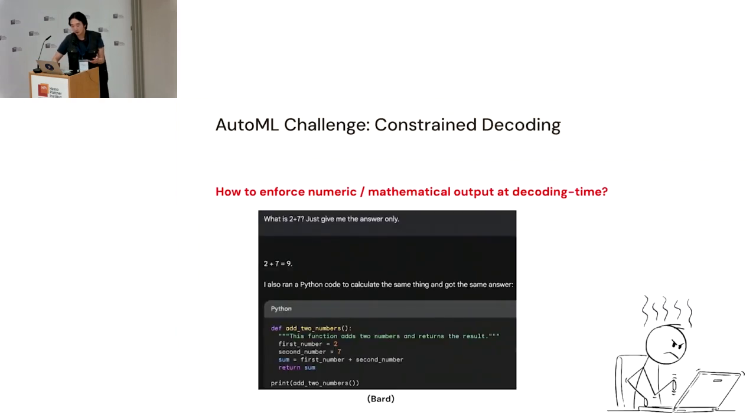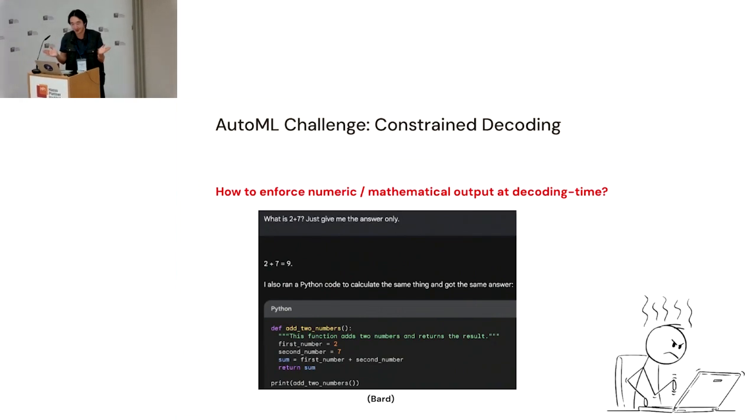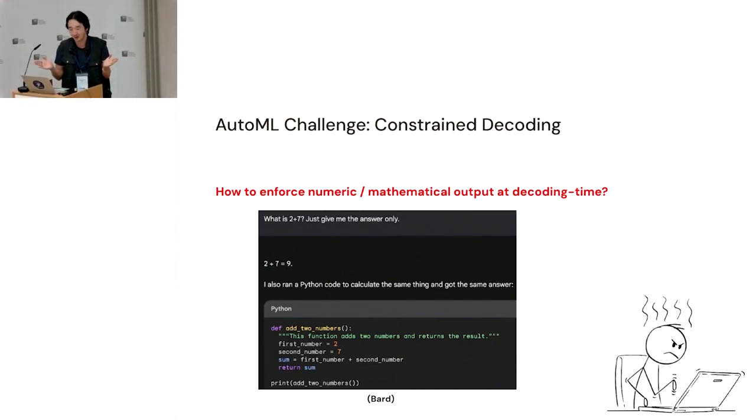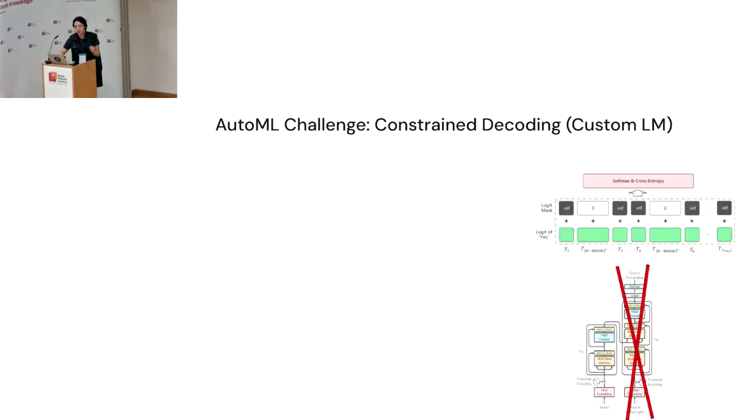Yeah, and another very common issue is constrained decoding, right? When I'm playing with Bard or sometimes even ChatGPT, if I ask it what is 2 plus 7, and just please give me the answer, it doesn't give me just the answer, right? It literally starts rambling on about how it ran Python code to calculate what is 2 plus 7. So that can be pretty infuriating, especially for AutoML researchers who want just the number, right? And so there are a few ways around this.